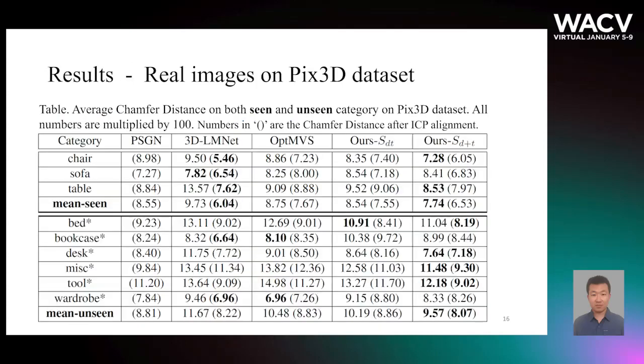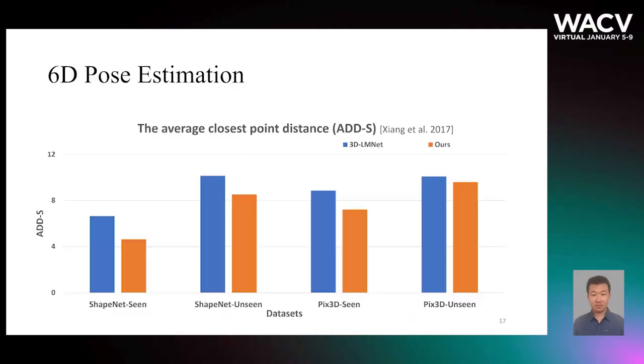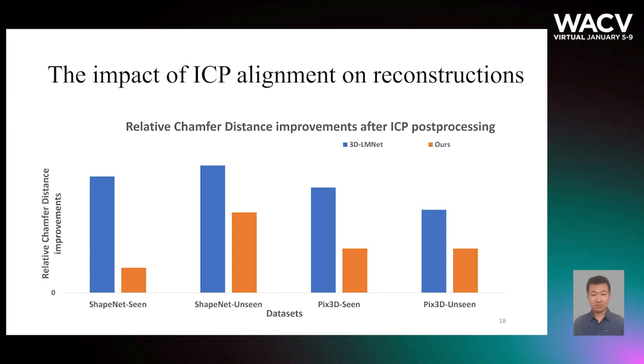Now we show the quantitative results on the Pix3D dataset. Our method outperforms the baseline method in mean chamfer distance with or without ICP alignment. We compare the 6D pose estimation accuracy of different object-centered reconstruction methods by calculating the average closest point distance. Our method outperforms 3D LMNet on all test datasets. We also compare the relative improvement of chamfer distance after ICP alignment. Compared to 3D LMNet, the performance of our methods relies less on ICP, which implies better pose estimations.